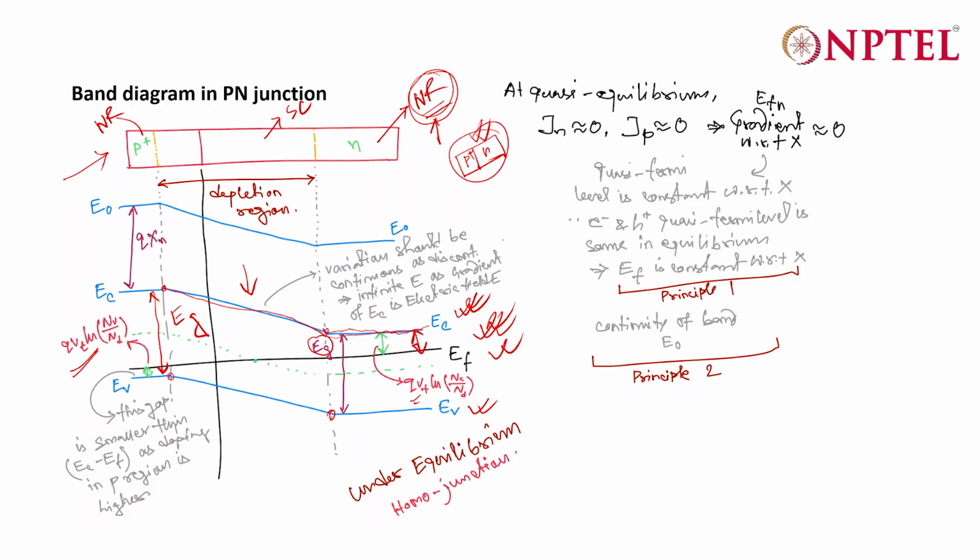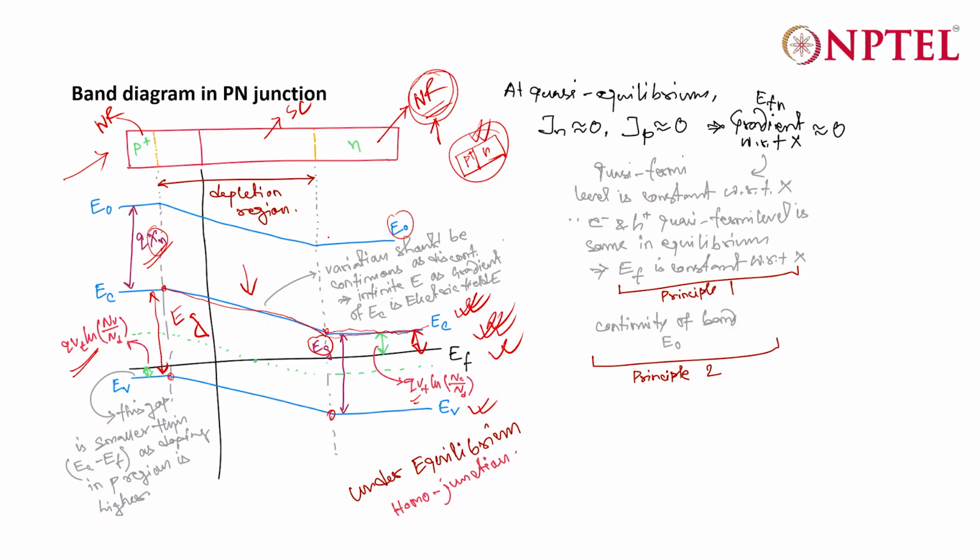Now, similarly, you can also draw the E0, that is vacuum level. The vacuum level will be q kappa away from the EC. This is not XN, this is basically a kappa, which is nothing but the electron affinity. We already have discussed these things previously.